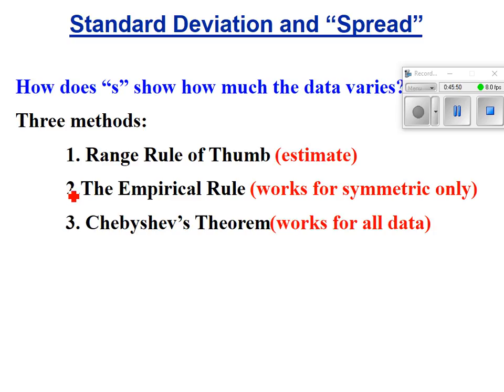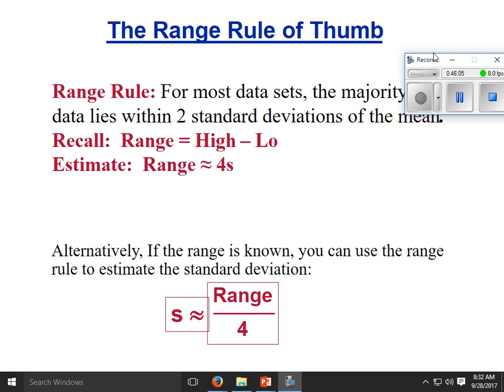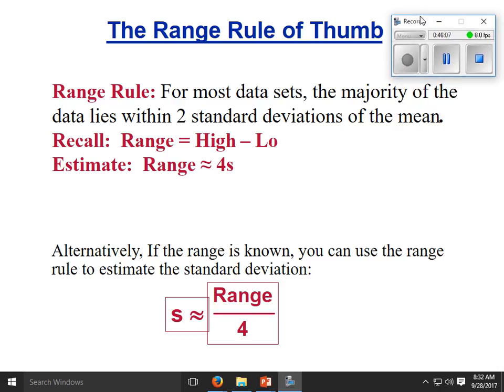What we're going to talk about today, these three rules: range rule, empirical rule, Chebyshev's rule. The first one, the range rule. Range rule is pretty easy. We won't use the range rule a whole lot because the range rule is sort of an estimate.